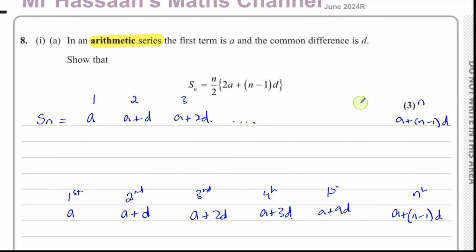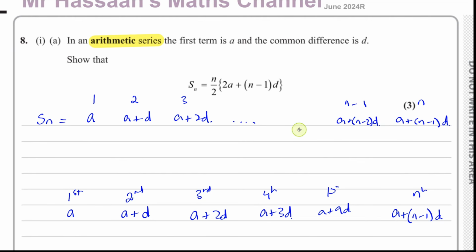Now, the term before the last term is n minus 1. So just like we did here, we took n and took 1 away from it and then multiplied by d. This is going to be a plus, taking 1 away from n minus 1 is n minus 2, times d. Okay.